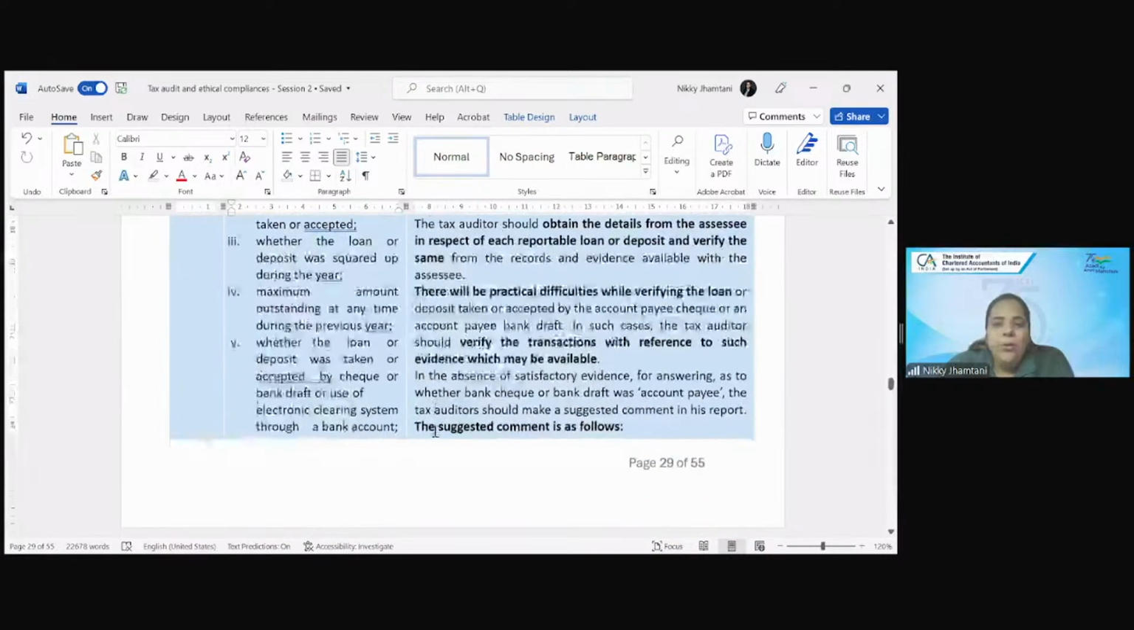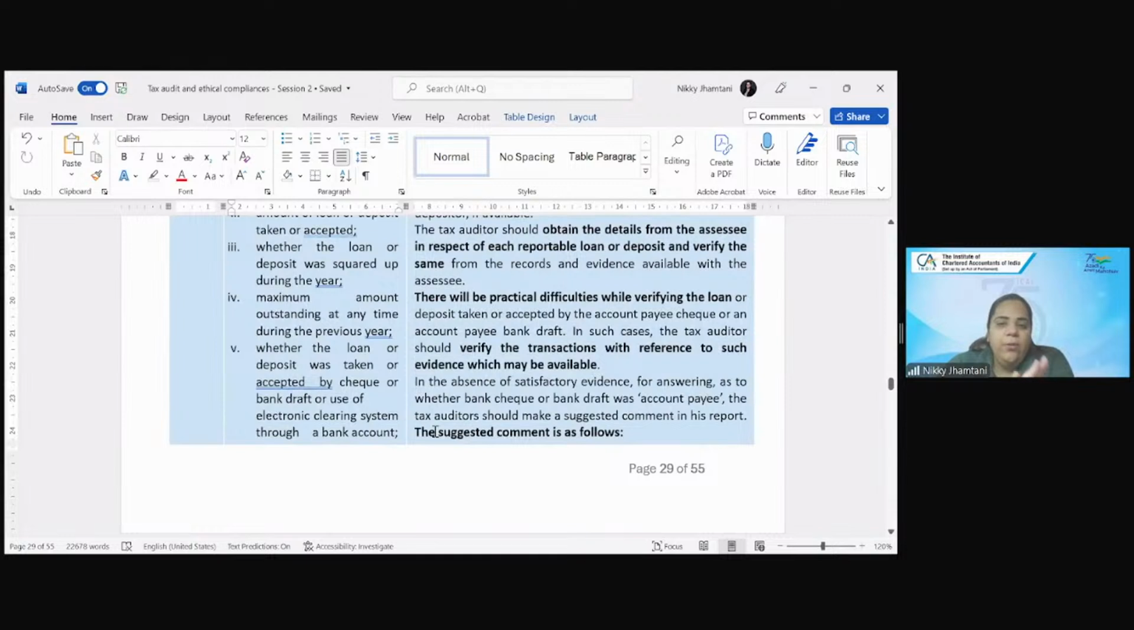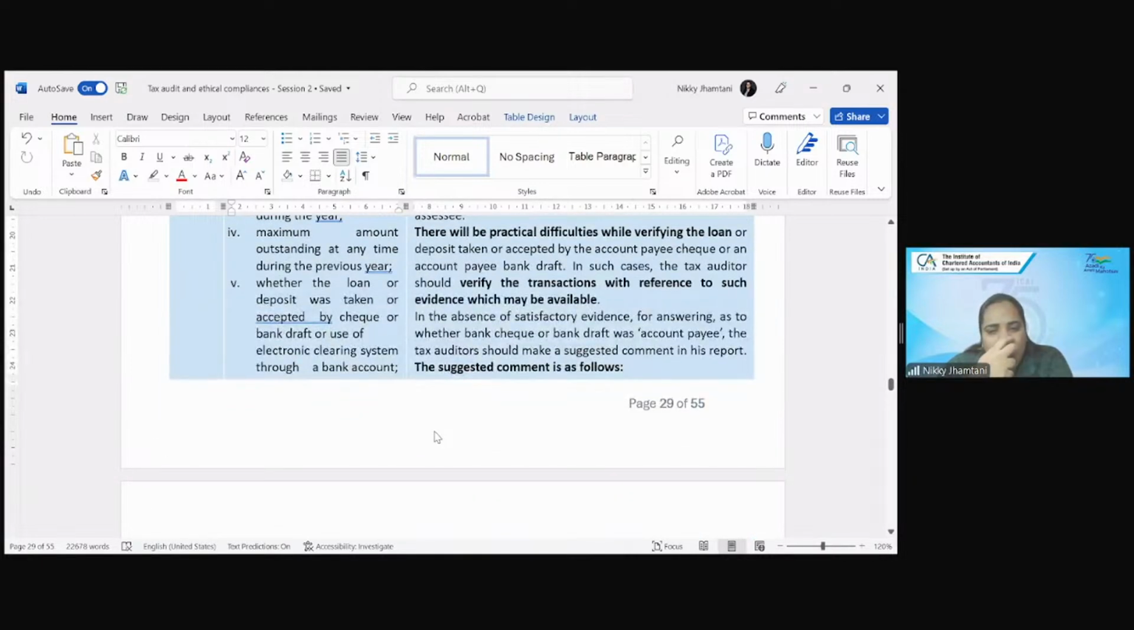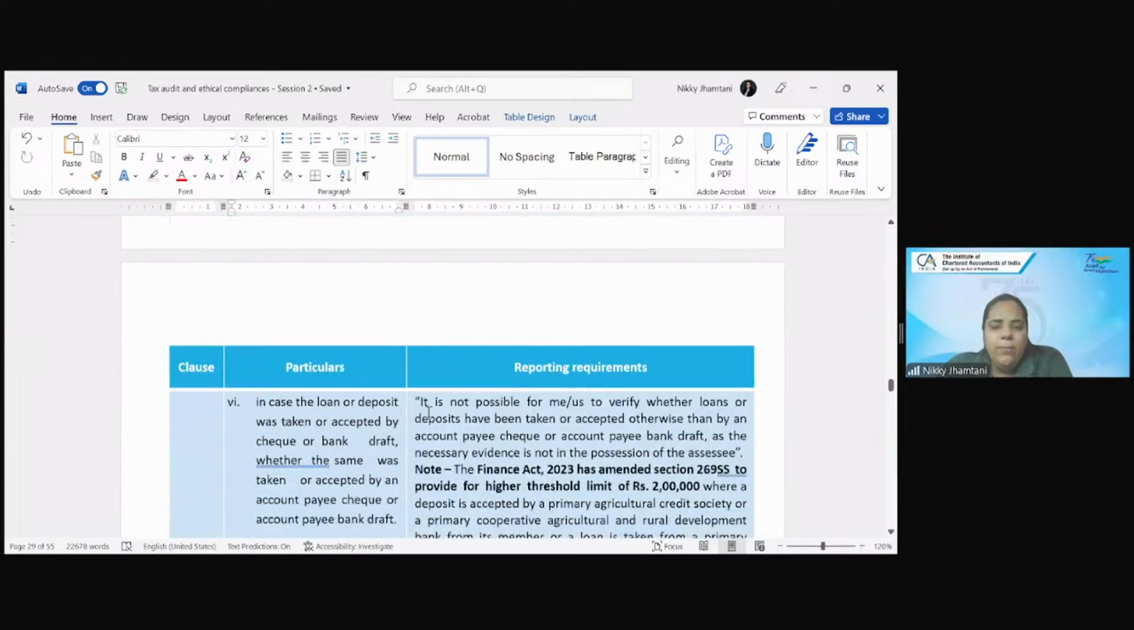The tax auditor should obtain the details from the assessee in respect of each reportable loan or deposit and verify the same from the records and evidence available with the assessee. There will be practical difficulties while verifying the loan or deposit taken or accepted by an account payee cheque or an account payee bank draft. In such cases, the tax auditor should verify the transaction with reference to such evidence which may be available. In the absence of satisfactory evidence for answering as to whether the bank cheque or bank draft was account payee, the tax auditor should make a suitable comment in the report.